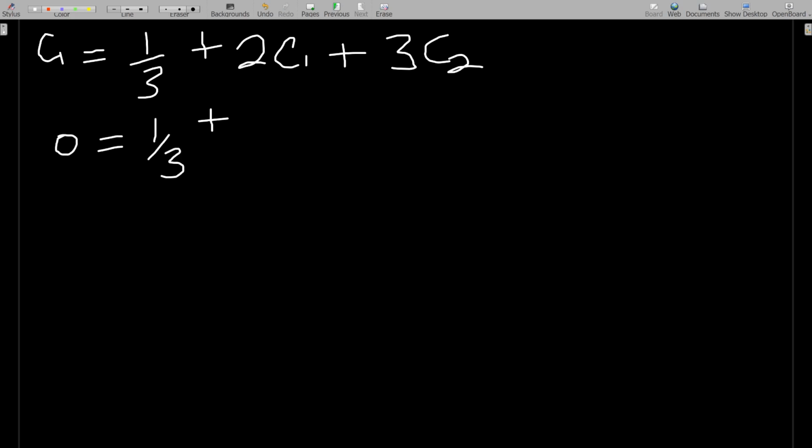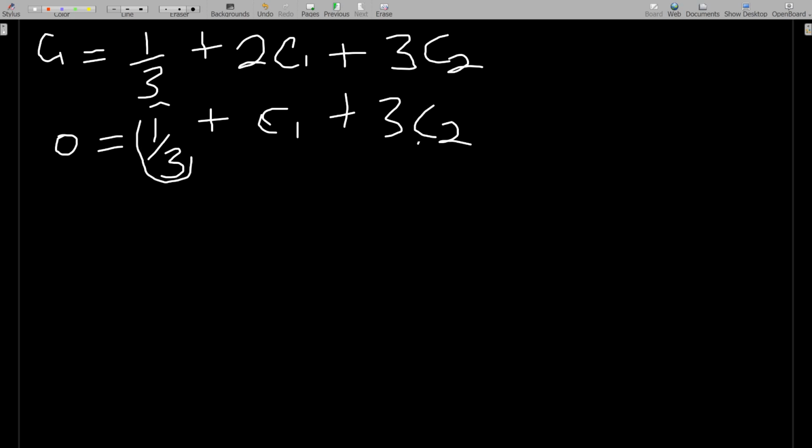Then plus, when I bring C1 here, it becomes 2C1 minus C1. Bringing this C1 there, then plus 3C2. Meaning that this C1 will reduce by 1 and we'll get only one C1, that is C1 plus 3C2.